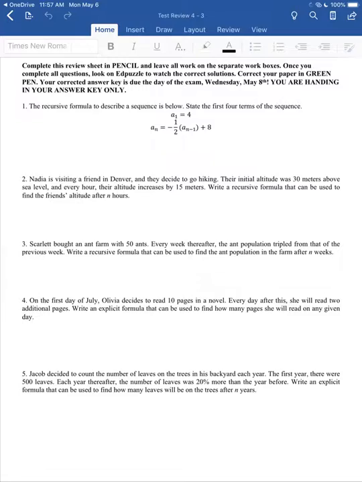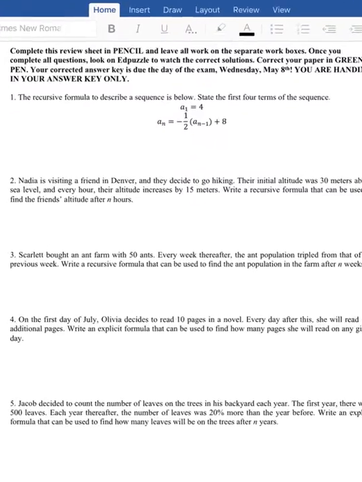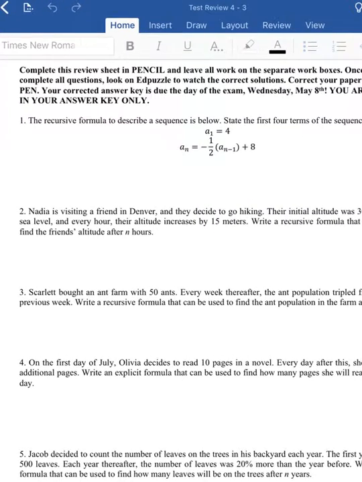For the first one, the recursive formula to describe a sequence is below. Recursive means that it uses a sub n minus 1. So the reason why this is recursive is because this uses a sub n minus 1. Again, that is the previous term. So the first term is 4, so a sub 1 equals 4, because it says the first term is 4, you have to state that.